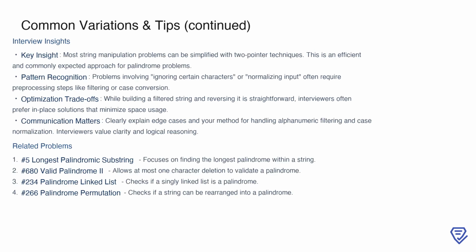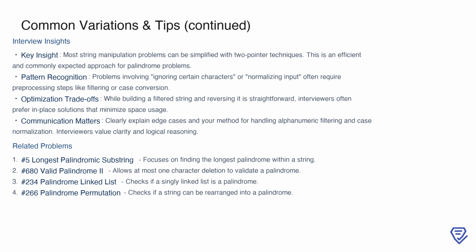To excel in interviews, it's helpful to understand key insights about string manipulation problems. The 2-pointer technique is a highly efficient approach that simplifies problems like this one and is often expected in interviews. Also, problems involving steps like ignoring certain characters or normalizing input typically require pre-processing, such as filtering out unwanted characters or converting the case. While building a filtered string and reversing it is a straightforward solution, many interviewers prefer in-place techniques that use minimal space.